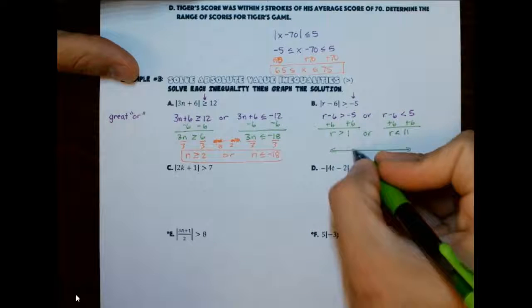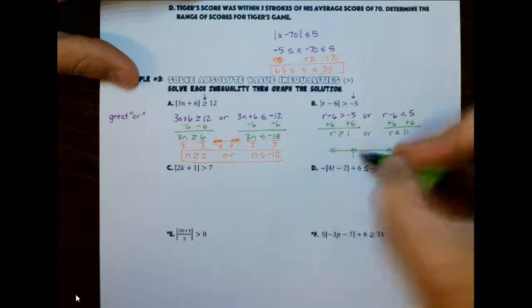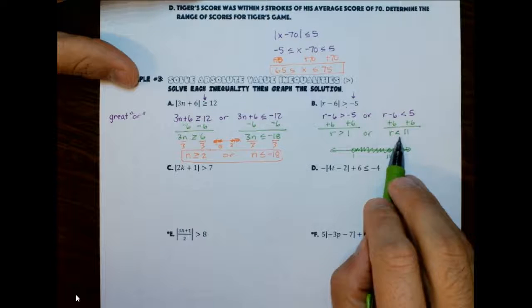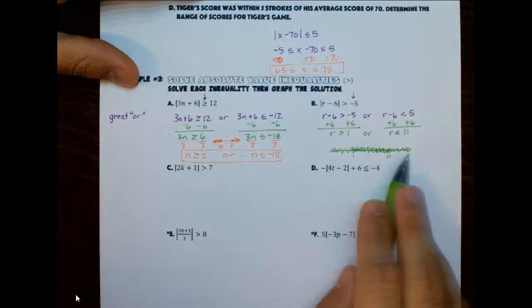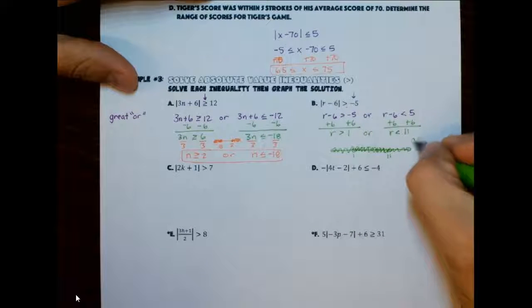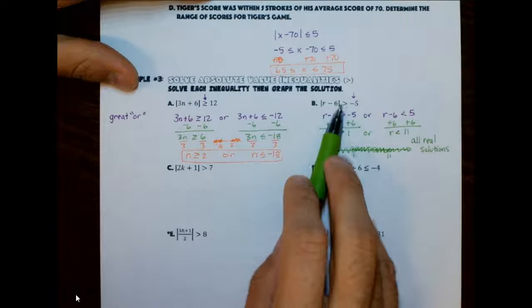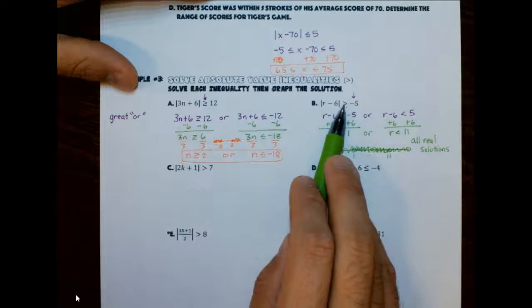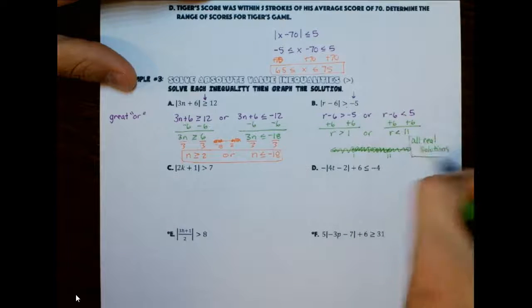I have an open circle on 1, open circle on 11. This one wants me to shade to the right. This one wants me to shade to the left. So everything on the number line is covered, so this ends up being all real solutions. So when you have a less than a negative, your answer was no solution. When you have a greater than a negative, your answer is going to be all real solutions.